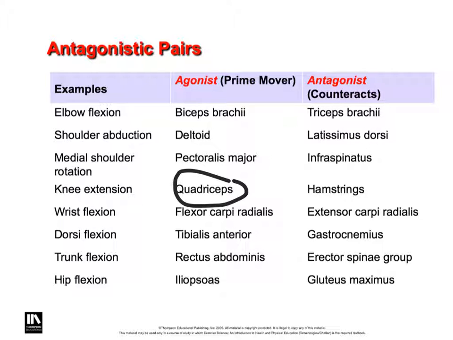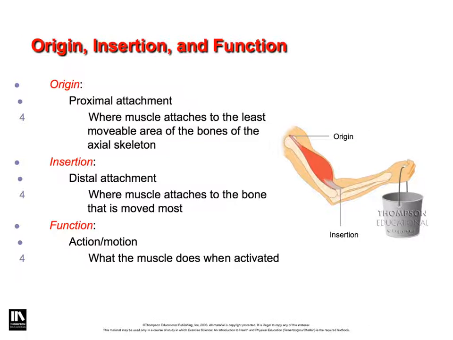Trunk flexion, so taking my hips, moving my body forward, kind of folding in half. Rectus abdominis, whereas the opposite to my rectus abdominis is my erector spinae group, or some people say spinae. Hip flexion is my iliopsoas, and then the opposite of that is my gluteus maximus.